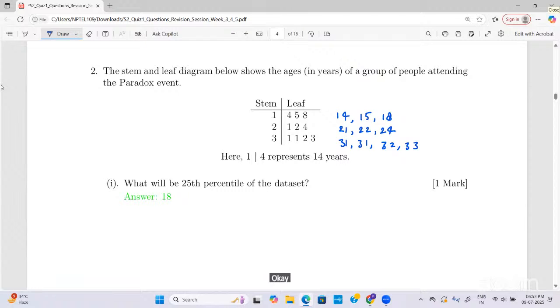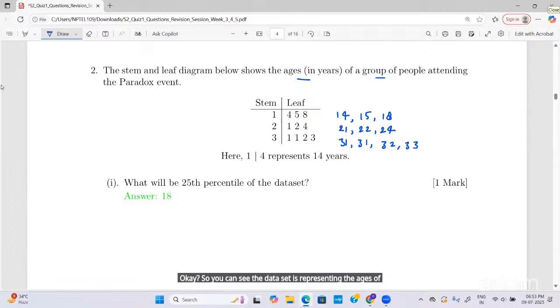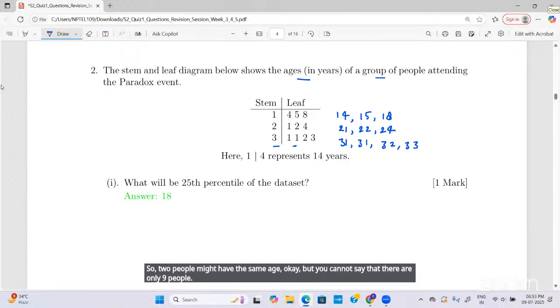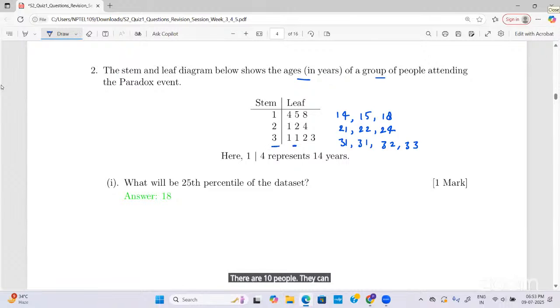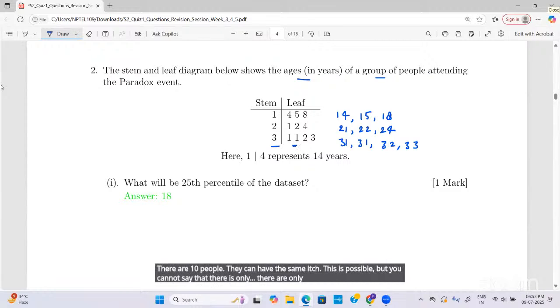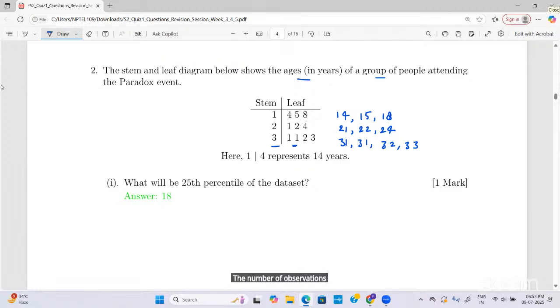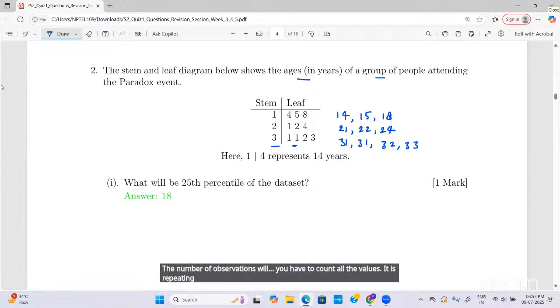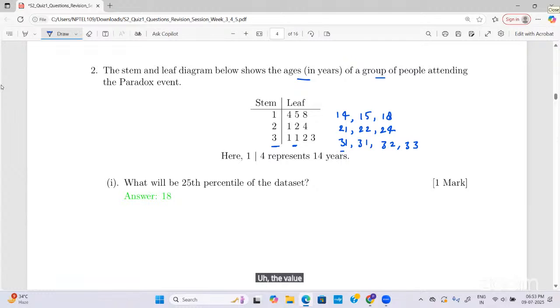Okay, so you can see the data set is representing the ages of a group of people. So 2 people might have the same age, okay, but you cannot say that there are only 9 people. There are 10 people. They can have the same age. This is possible, but you cannot skip one person. The number of observations, you have to count all the values. The value 31 has frequency 2. That's okay, but the total number of observations is 10, not 9.